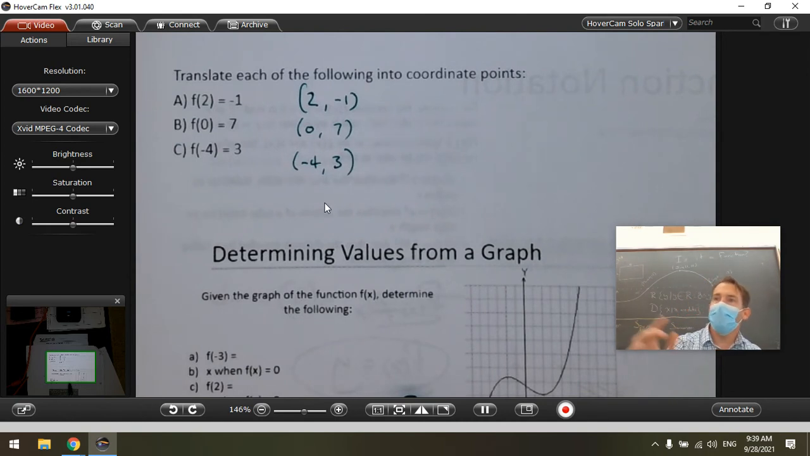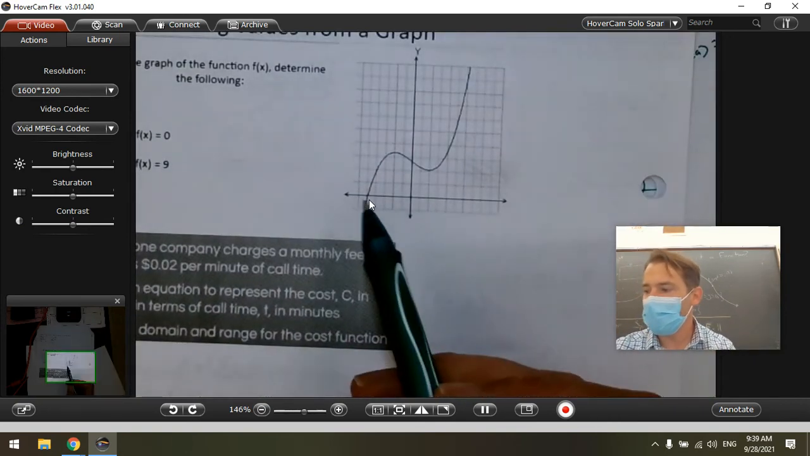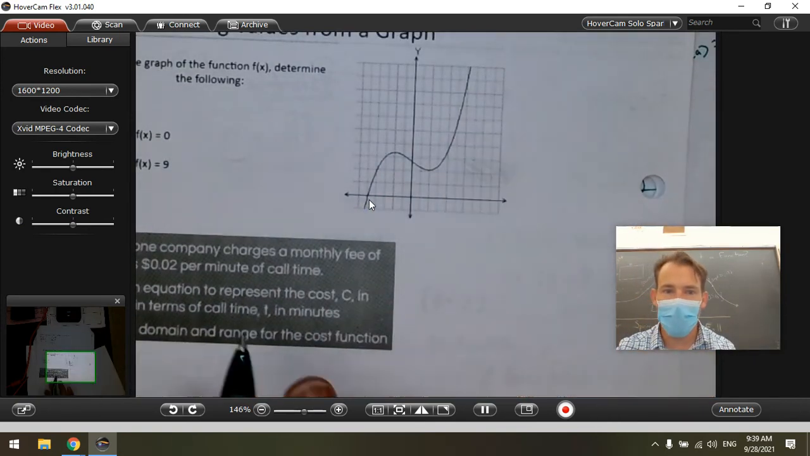But here we just have a point. So there we just have one point. I can ask you for a point. If it was a line or a binomial, I couldn't ask you for a point. It's not a point yet. So I take the input, I put it there. I take the output, I put it there. It's pretty straightforward.